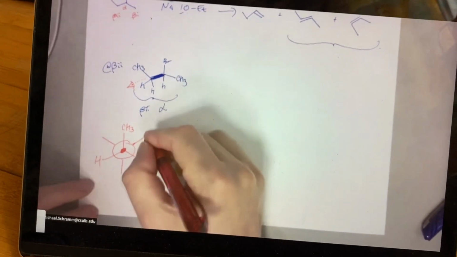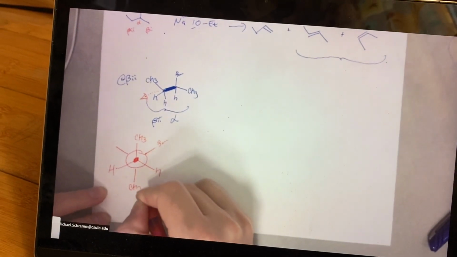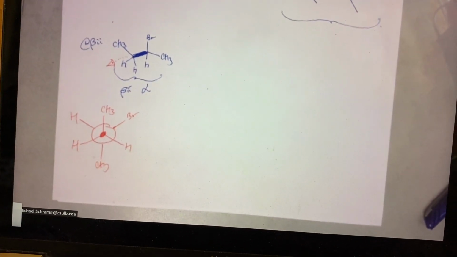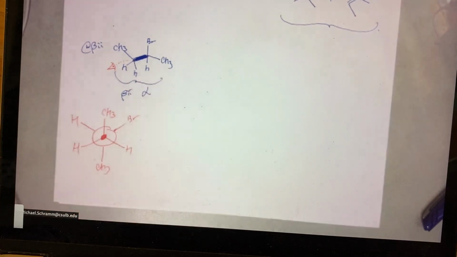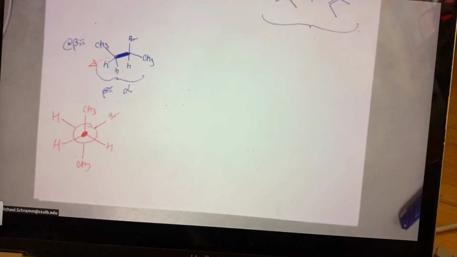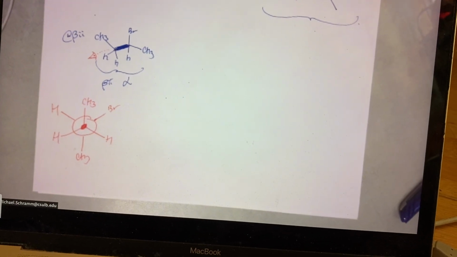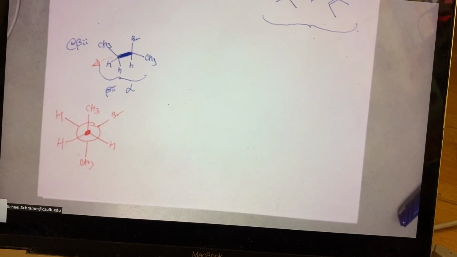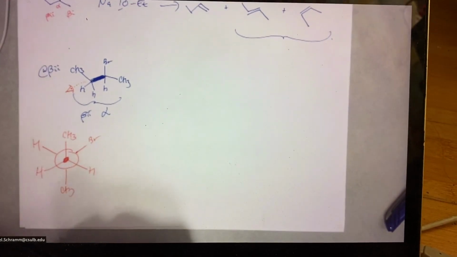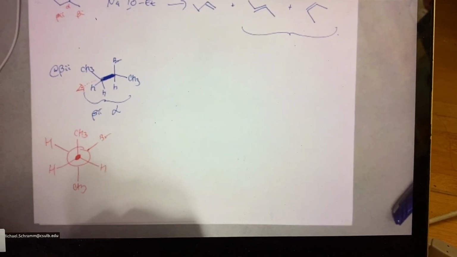The back carbon has bromine, methyl group, hydrogen attached. So you might have drawn something different than this, with different orientation and location, but this is what you should actually draw. This is what I see. And if you drew things in slightly different orientation, it's no problem because we know that these things rotate completely.